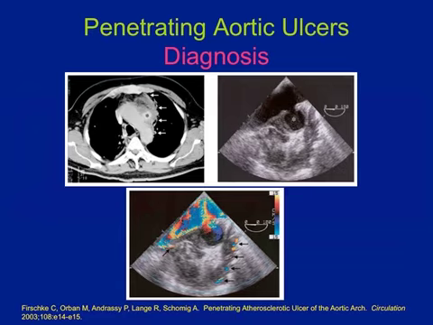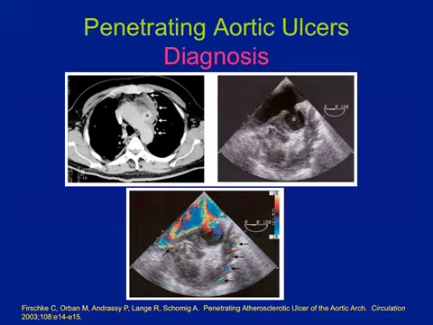These images are taken from a 62-year-old male with interscapular pain. The panel in the upper left is a contrast-enhanced CT scan highlighting a penetrating aortic ulcer, as illustrated with an asterisk, as well as periaortic hematoma as evidenced by the white arrows.